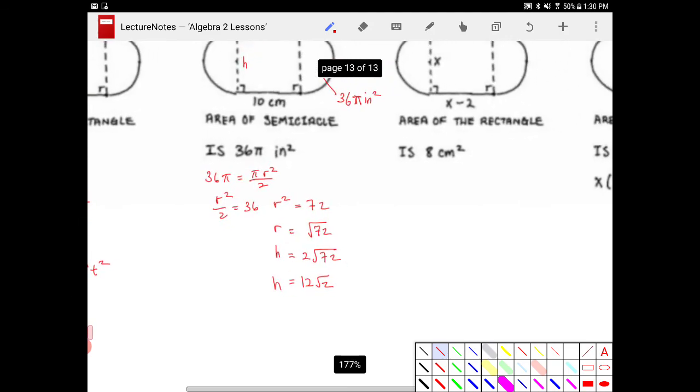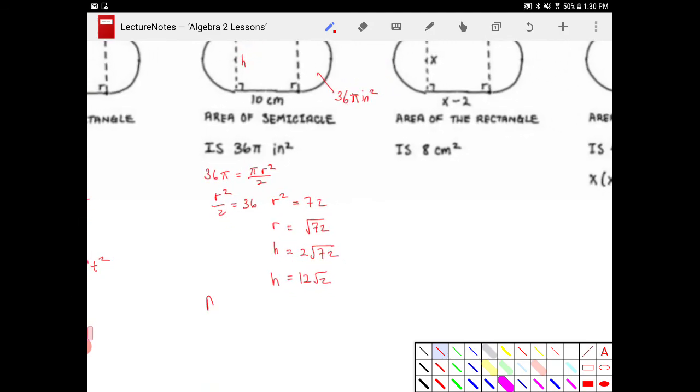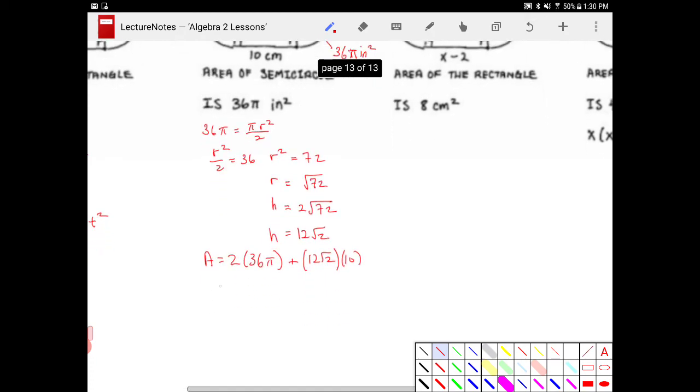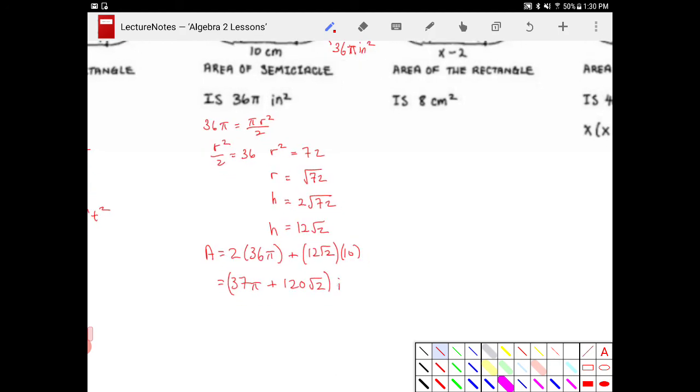So the area of this composite figure will therefore be 2 times 36 pi plus 12 radical 2 times 10. And this will be 72 pi plus 120 radical 2 inches squared.